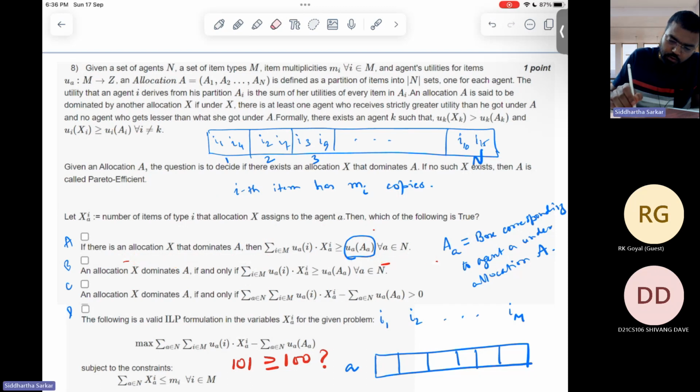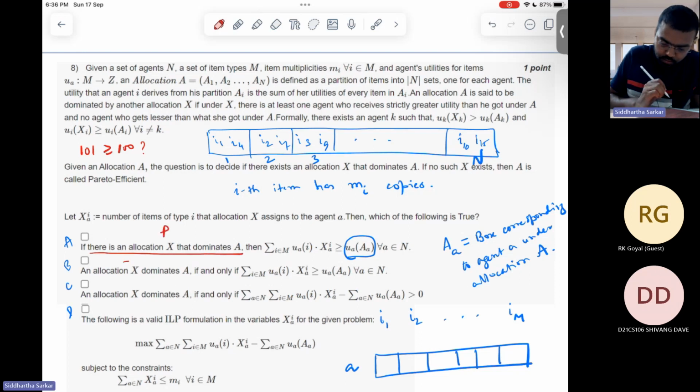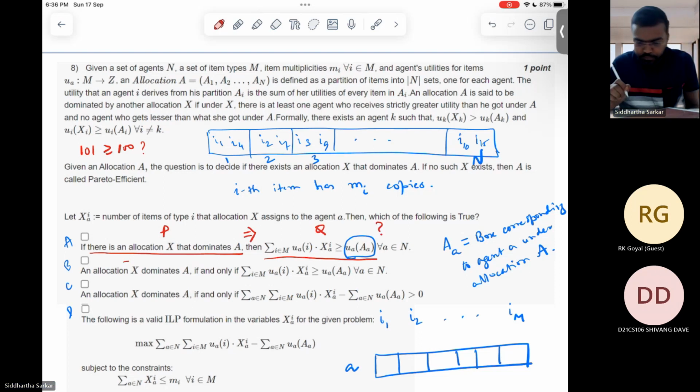So let's only talk about dominance. Ultimately it boils down to whether this is true or not. So let us rephrase. Here is a statement: there is an allocation X that dominates A. Let us say this statement is P and this statement is Q. Whether P implies Q or not, that is the question.